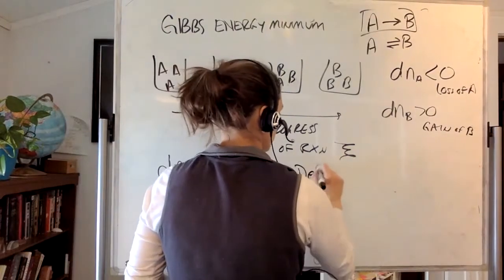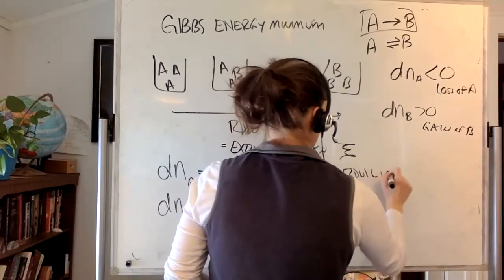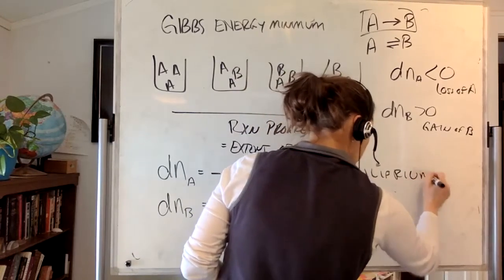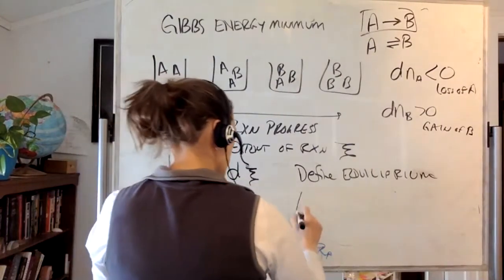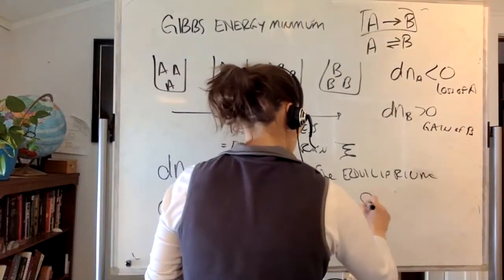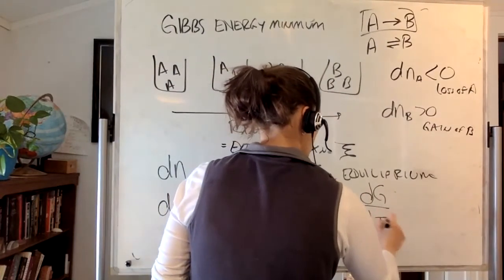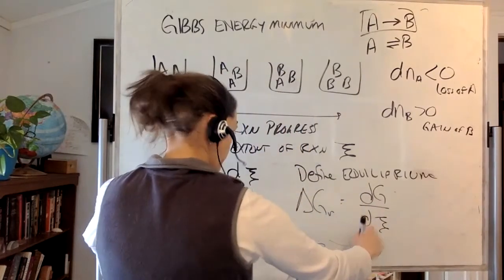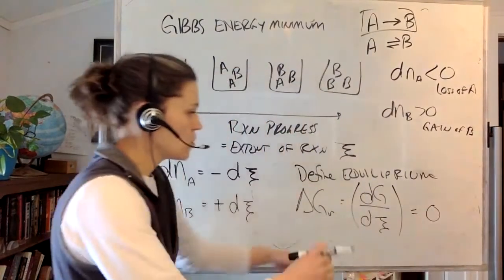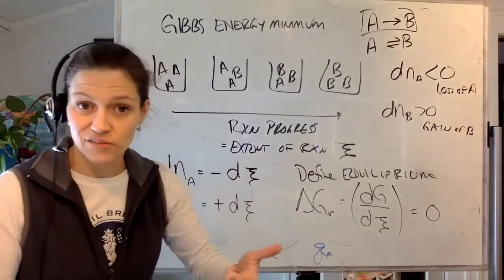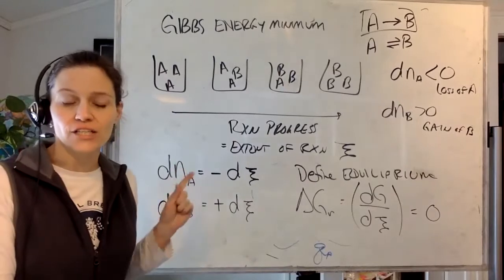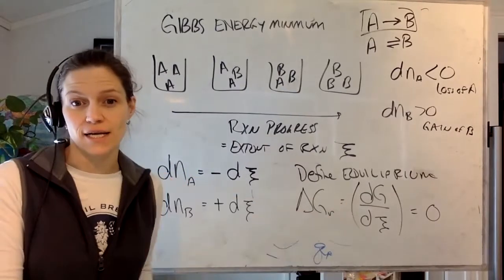Okay. So now we're going to define equilibrium. Equilibrium as delta G of R, of the reaction, is equal to the change in the Gibbs energy with respect to the extent of the reaction. Okay? And that is going to equal 0 when we're no longer changing the extent of the reaction. Therefore, delta G of the reaction is equal to 0. Okay, I'm going to change to a different plot so you can better visualize this idea.